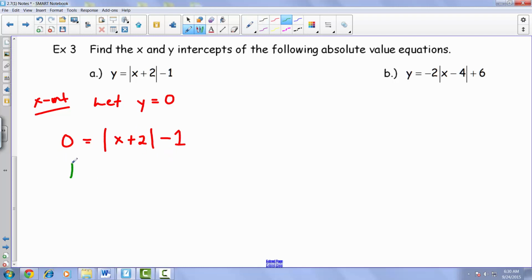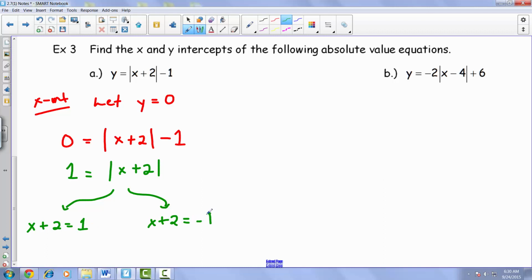So we would add 1 to both sides. 1 is equal to the absolute value of x plus 2. Now that our absolute value is isolated, equals some number, we can go ahead and do our split. So then we end up with x plus 2 is equal to +1, and x plus 2 is equal to -1. Notice I'm not changing at all that x plus 2. Only the answers are where you see that sign flip. Next, we just solve for x. So here you subtract 2, end up with x is equal to -1. Here when we subtract 2, we end up with x is equal to -3. So then it looks like our x-intercepts happen at (-1, 0) and (-3, 0).